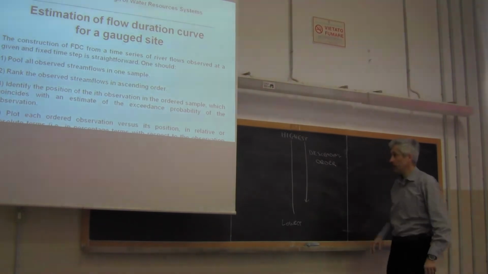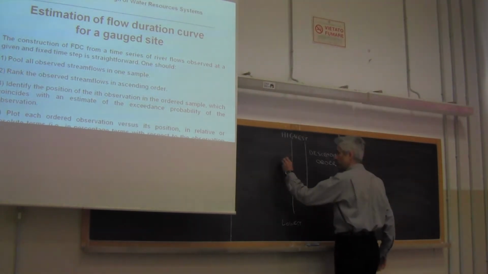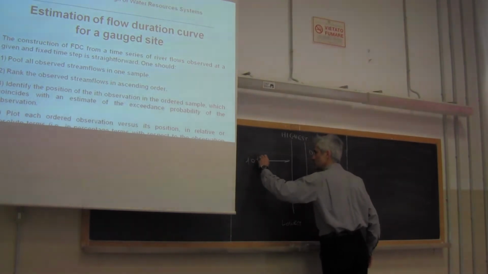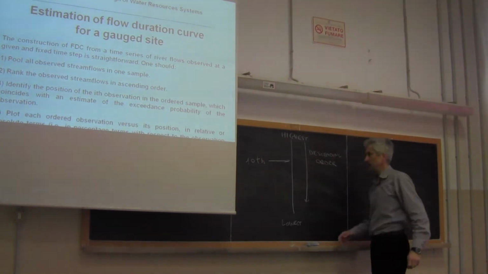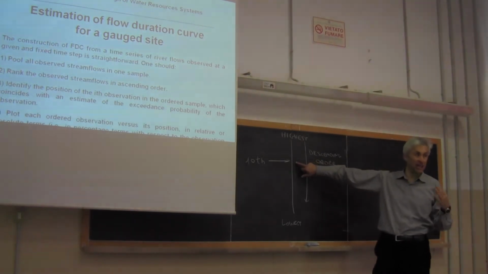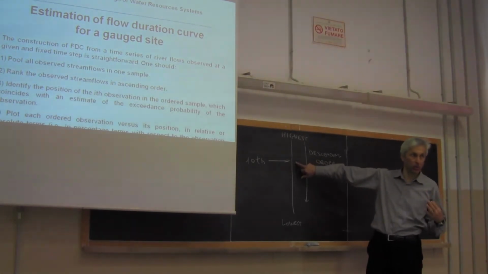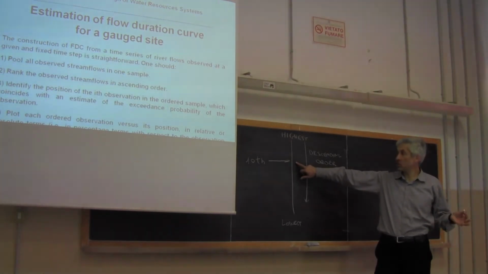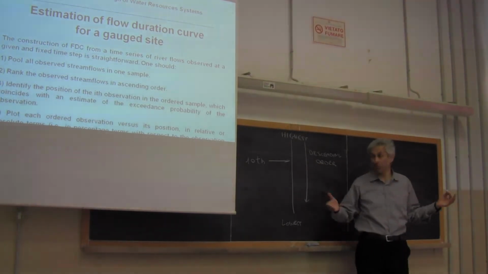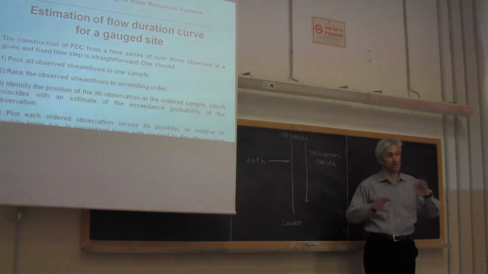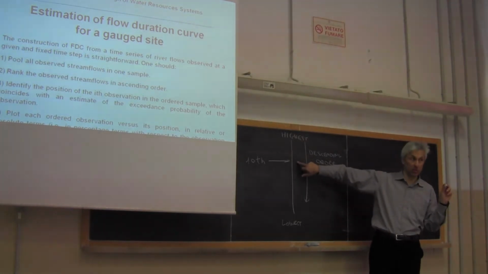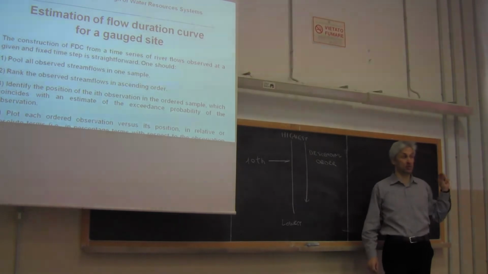Okay? Now, it's clear that if we get this one observation, which is at the 10th position, what does this mean? That for 10 days, this river flow was equaled or exceeded. This is precisely the duration. So, estimation of the flow duration curve is very simple. You put the data in descending order, and that's it. And of course, the 10th position, duration of 10 days, this is expressed in absolute terms.